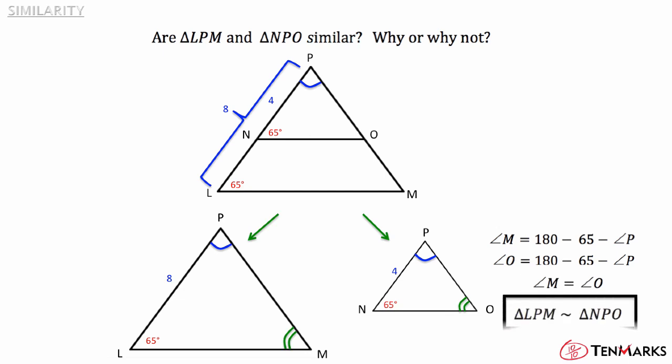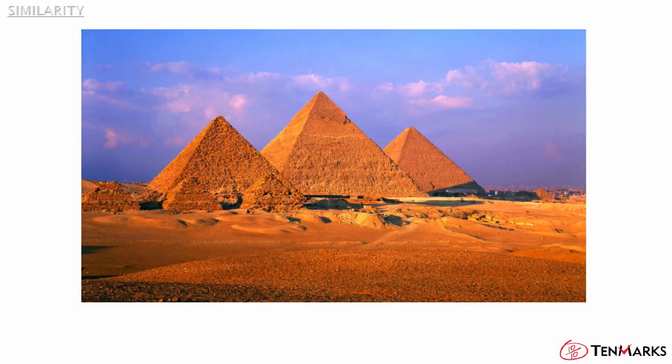So triangle LPM is similar to triangle NPO because all 3 corresponding angles are congruent. In fact, looking back at the original figure, notice that these triangles are dilations of each other, where the point of dilation is at P. The Great Pyramids are similar figures.